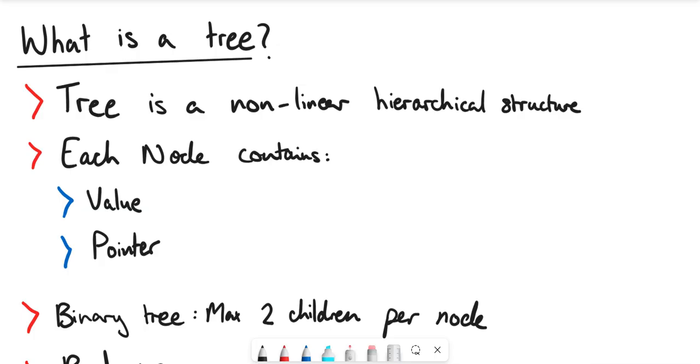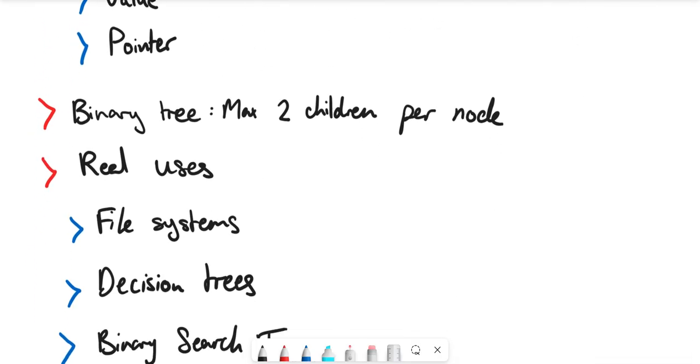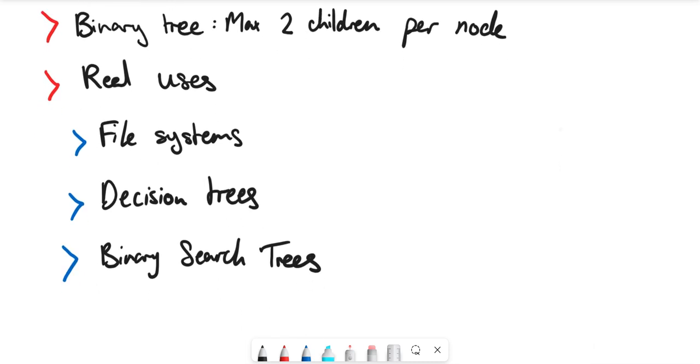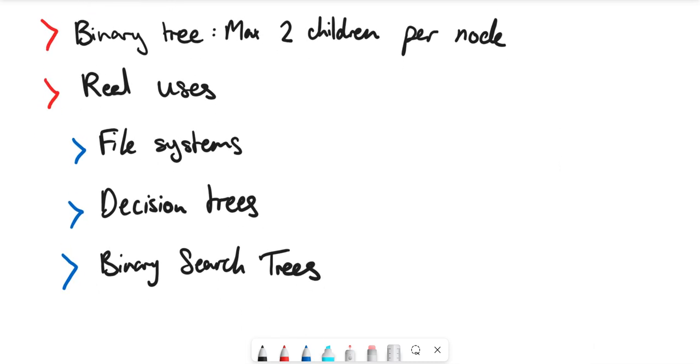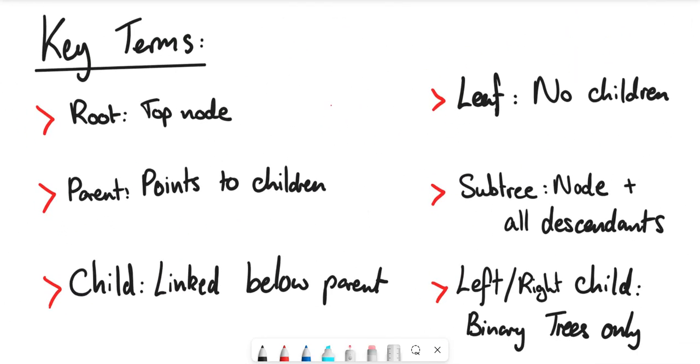We use trees in many real-world applications. Your computer's file system is a tree. A decision tree in AI uses this structure to make choices, and binary search trees help us quickly search and sort data. So trees give us both structure and efficiency. So now let's break down the key terms you need to know.